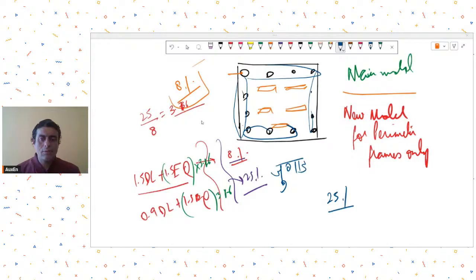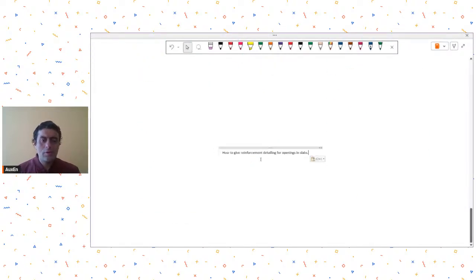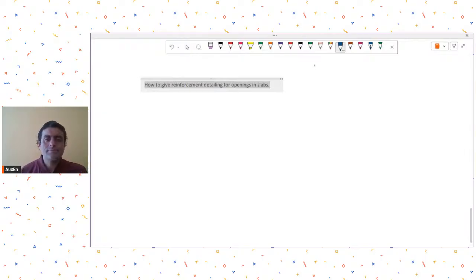Then we have the next question from engineer Sadharm Koot. He is from Pune and he's a working professional. How to give reinforcement detailing for openings in slabs. So around openings, what happens is that the stress distribution changes and the behavior of the slab may also change.